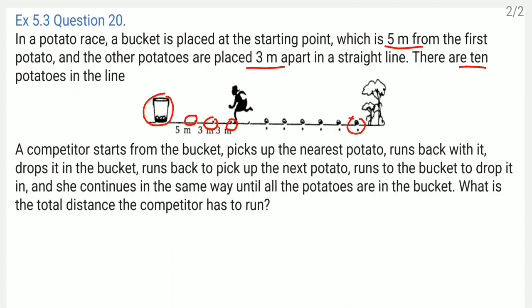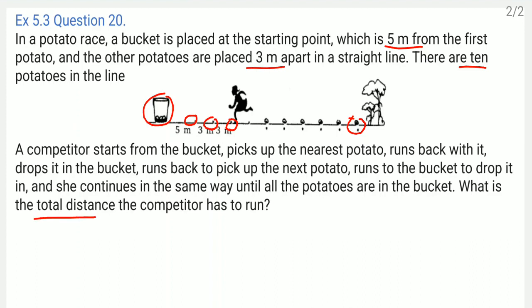Okay. Now, a competitor starts from the bucket, picks up the nearest potato, runs back with it, drops it in the bucket, runs back to pick up the next potato, runs to the bucket to drop it in it. And she continues in the same way until all the potatoes are in the bucket. What is the total distance the competitor has to run?